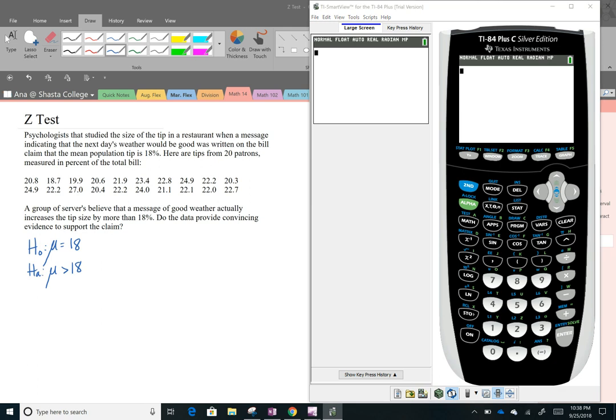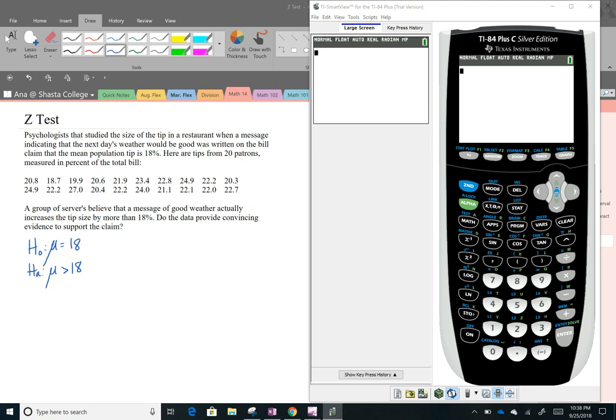I'm going to talk about how to use your calculator to calculate a z-test when you have a known population standard deviation. For this problem, I'm going to go back to the problem we used for confidence intervals with tips based on good weather, and I'm going to assume all of my conditions have been met, everything's normal, and we're good to go.